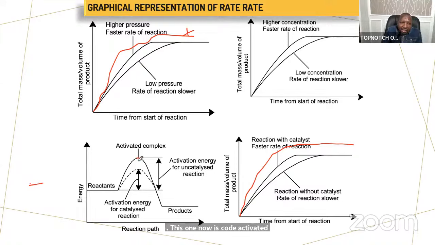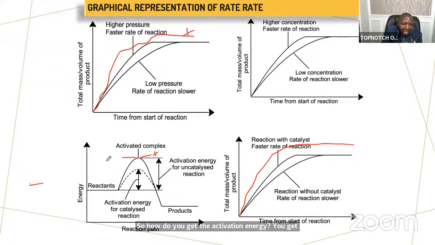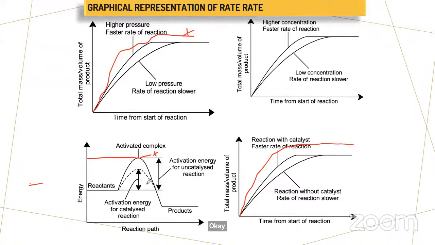Note, many students, this one was asked sometimes in KCSE 2019, and they were told to name or label structure X. And most of the students were saying this is called activation energy, which is wrong. So the maximum energy point along the reaction path is called the activated complex. So how do you get the activation energy? You get the energy of the activated complex minus the energy of the reactant. That is how you get the activation energy.